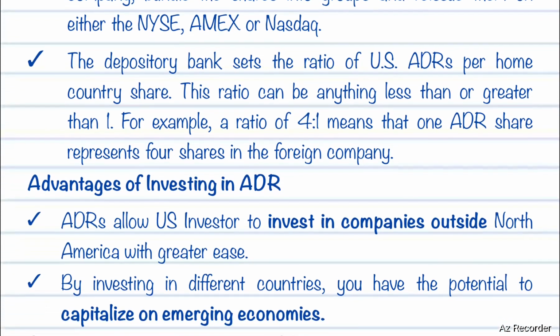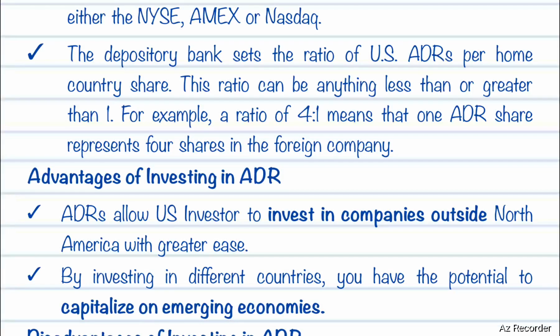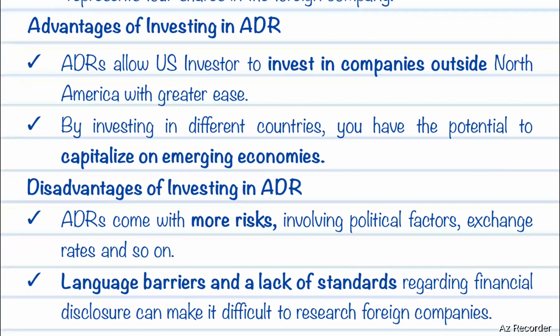The depository bank sets the ratio of US ADRs per home country share. This ratio can be anything less than or greater than 1. For example, a ratio of 4:1 means 1 ADR share represents 4 shares in the foreign company. What are the advantages of investing in ADRs?